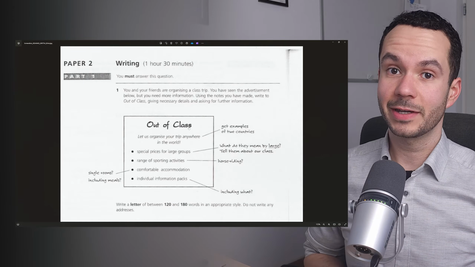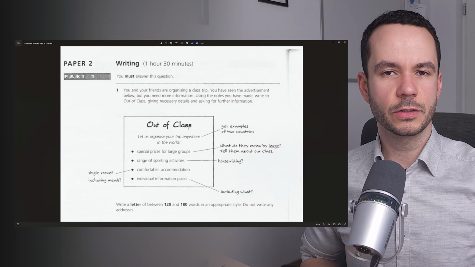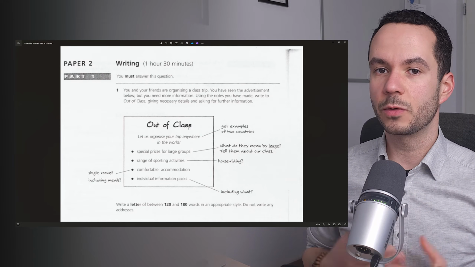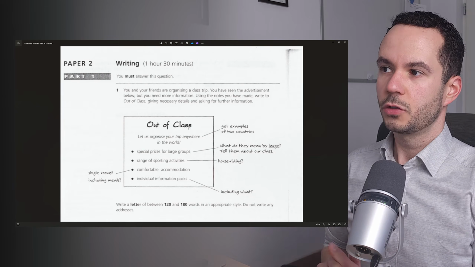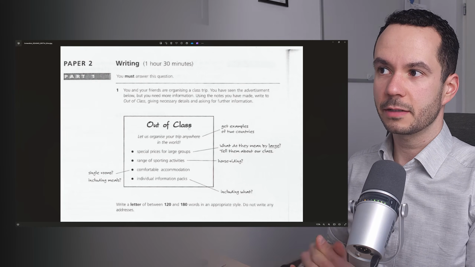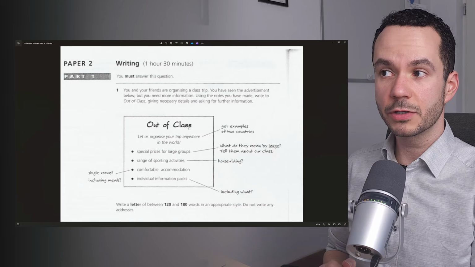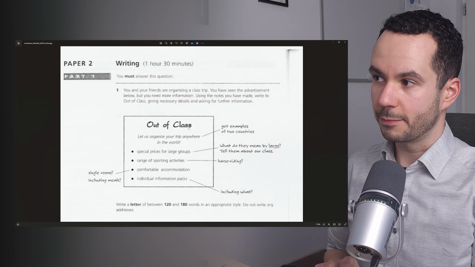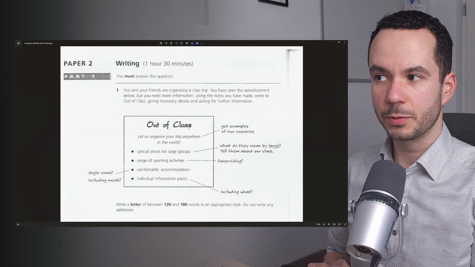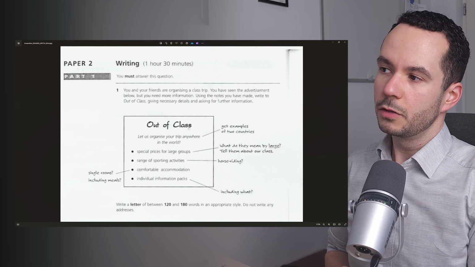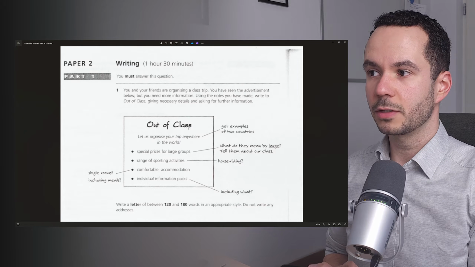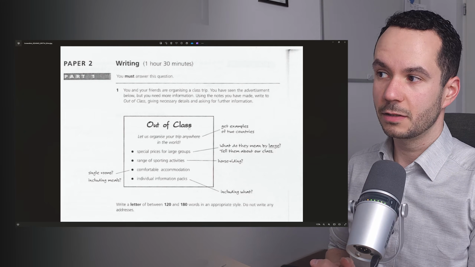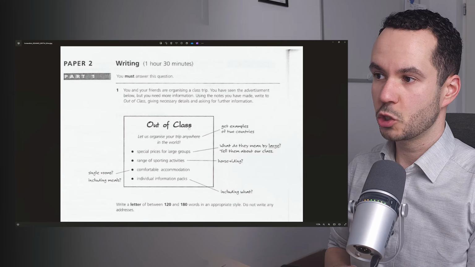So before we start looking at the student's work, let's have a look at the assignment and see whether they've done what they have to do. So this is the assignment, it's writing, 90 minutes, and it says you must answer this question. You and your friends are organizing a class trip. You've seen the advertisement below, but you need more information. Using the notes you've made, write to Out of Class, giving necessary details and asking for further information.